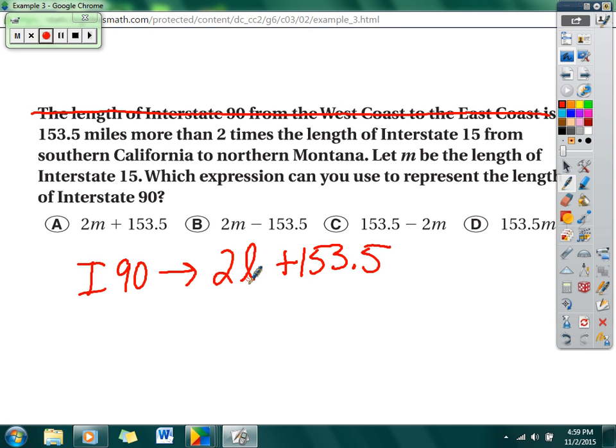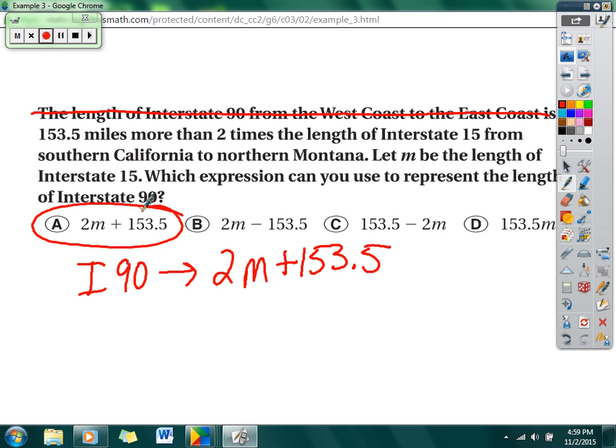Let M be the length of Interstate 15. Because it tells me that the length of Interstate 15 is M, I'm going to change the L to an M, okay? Because at first I substituted an L for the length, but they told me specifically they wanted an M. Write the expression that you can use to represent the length of Interstate 90. So there you go, 2M plus 153.5, and that's going to be letter A, okay?